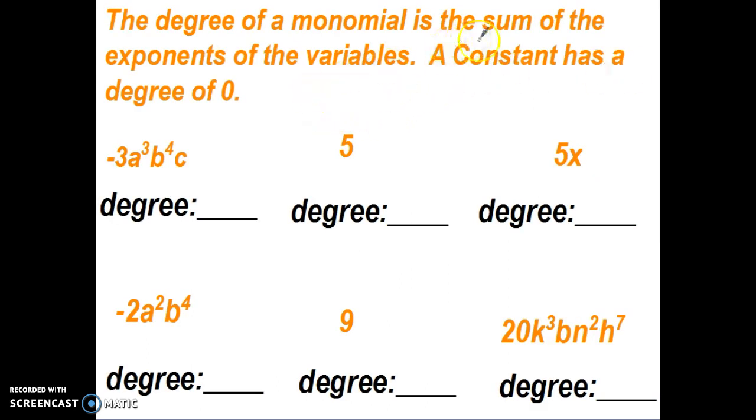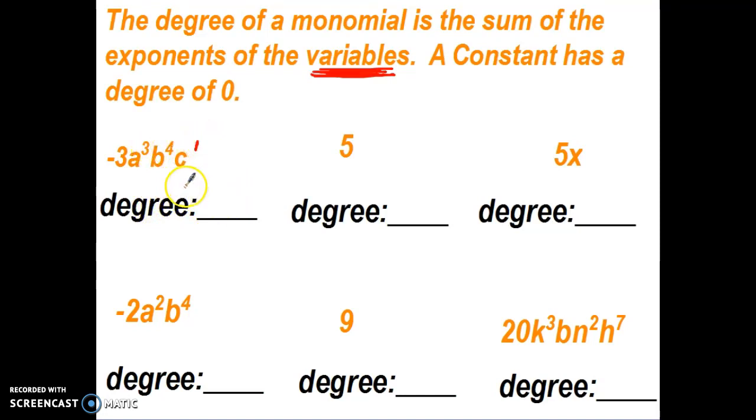All right, the degree of a monomial is the sum of the exponents of the variables. A constant has a degree of 0. You know why? Because there are no variables when you just have a constant. So let's look here. It's the degree of all the variables. So I won't say this is negative 3 to the first power and then add 1, 3, 4, and 1. No, because the negative 3 here is a coefficient. So we won't add that because it's not a variable. So we have 3 plus 4 plus 1. 3 plus 4 is 7, plus 1 is 8.